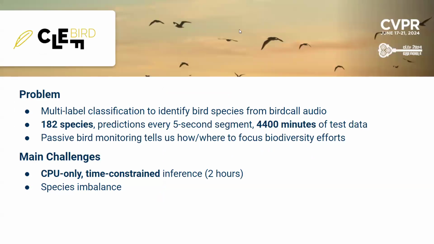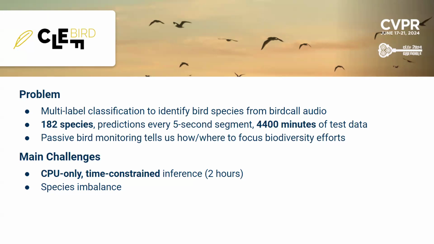Yep, so I was a part of the Bird-CLE group. A little bit about Bird-CLE: it was a multi-label classification problem to identify bird species from bird call audio. So this year, I think it was from Western India. This is for biodiversity efforts. So if we put some autonomous recording devices in a forest, for example, that can tell us how and where to focus these conservation efforts.